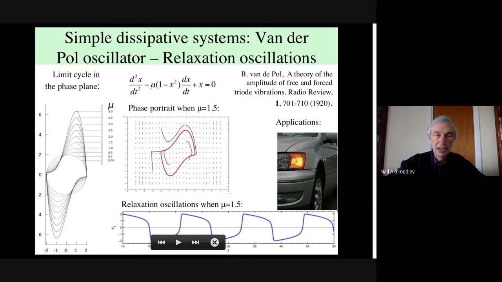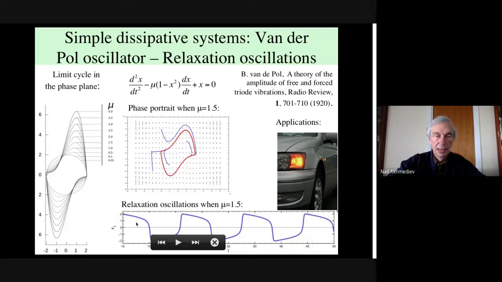Then this red trajectory is a so-called limit cycle. If the initial condition is located on the limit cycle, oscillations will last forever along this red line. On the other hand, if the initial condition is somewhere outside, then the trajectory moves towards the limit cycle and finishes at the limit cycle at infinity. If the initial condition is located inside the limit cycle, then the amplitude of oscillations increases, and again we end up on this limit cycle. For finite mu, in this particular case mu is 1.5, it's not a circle, it's a complicated limit cycle.